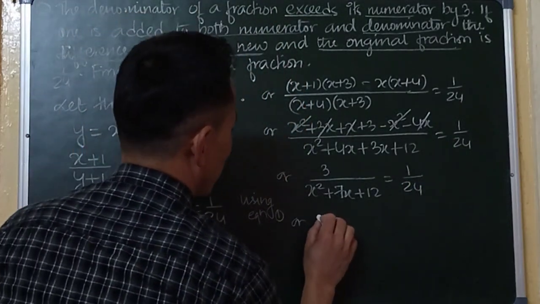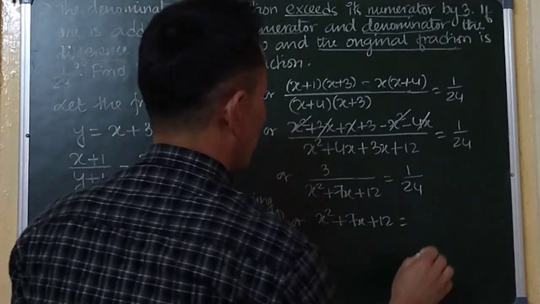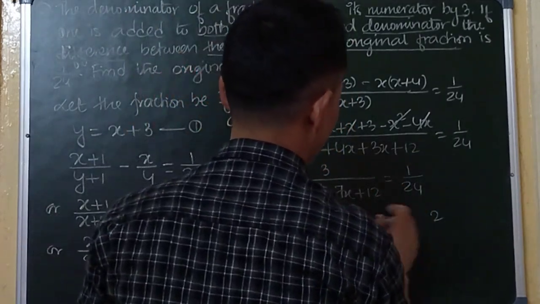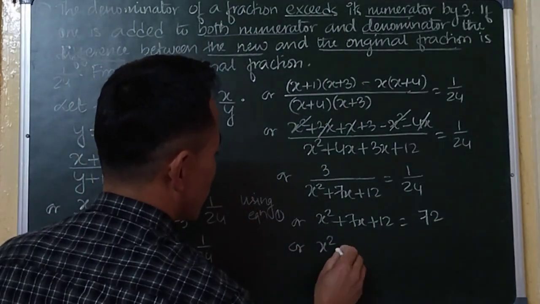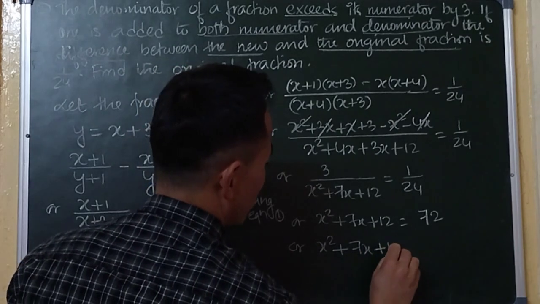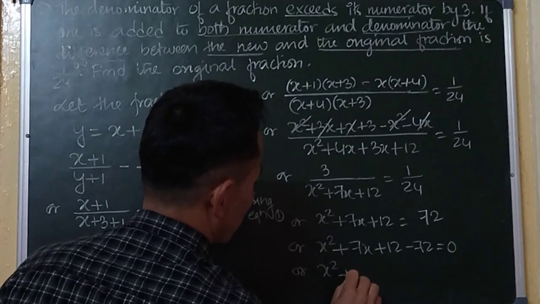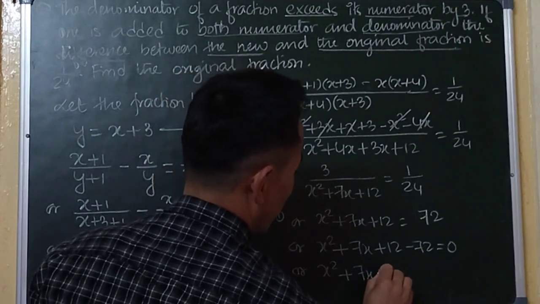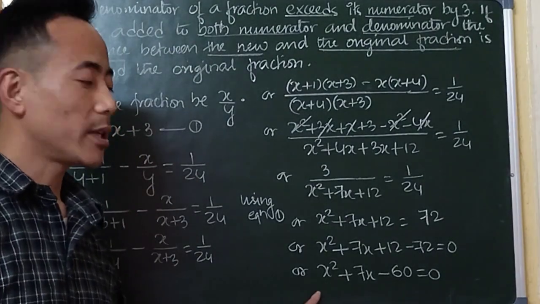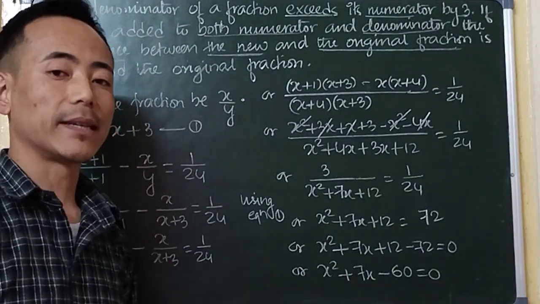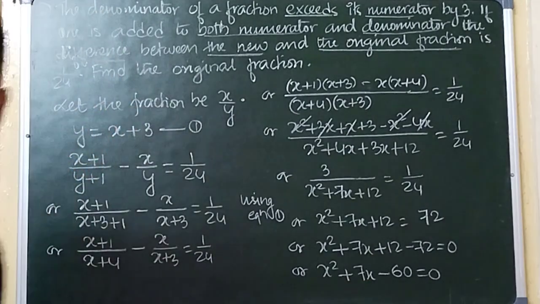If you cross multiply, this becomes x squared plus 7x plus 12 is equal to 72, since 3 times 24 is 72. Now if you bring 72 to the left hand side, this becomes plus 12 minus 72 is equal to 0, or x squared plus 7x minus 60 is equal to 0. So the quadratic equation that we are getting here is x squared plus 7x minus 60. We will solve this quadratic equation and obtain the value of x from here.